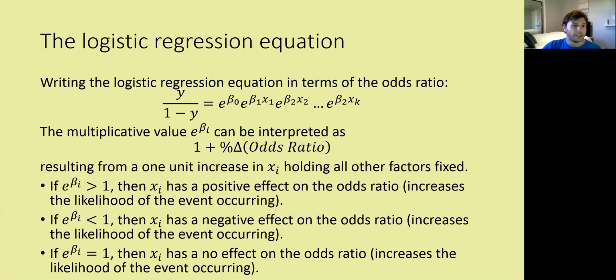So it's a little bit tricky, thinking about how to interpret those betas and how to use them for prediction, but not impossible. We just have to use this exponential function as the base and raise it to the power of the beta that we're interested in, thinking about the multiplicative effect a factor has on the odds ratio, on the relative likelihood of the event occurring.